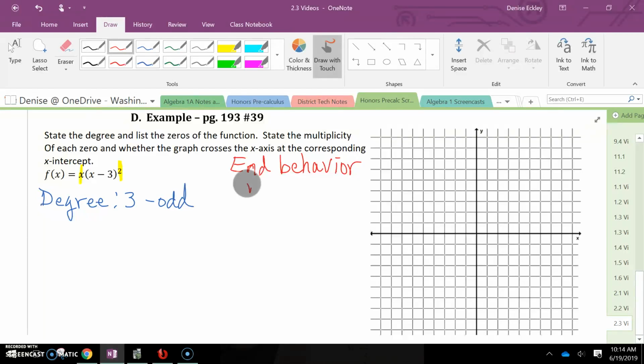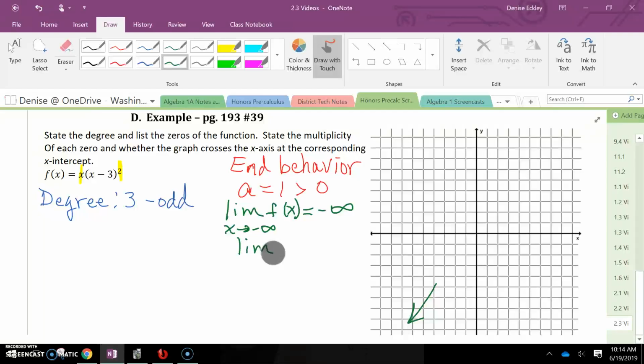Since our leading coefficient is 1, which is greater than 0, what we're going to have is that the limit as x approaches negative infinity of f of x will equal negative infinity. So it'll look like that. And then at the other end of our graph, for very large x's, the limit as x approaches positive infinity of f of x will be positive infinity. So it'll be like this on the graph.